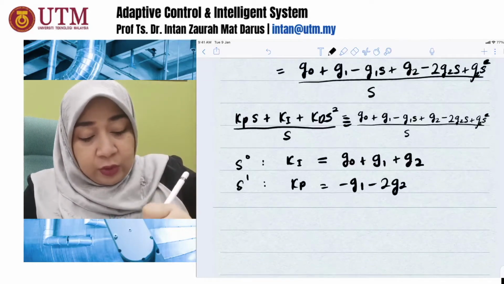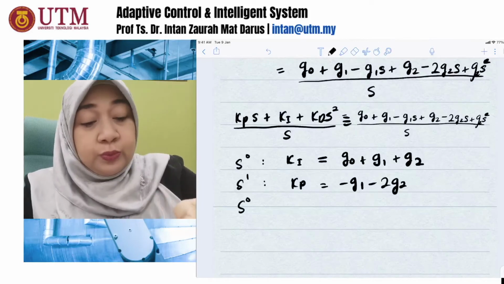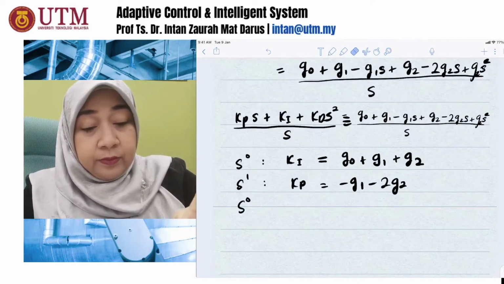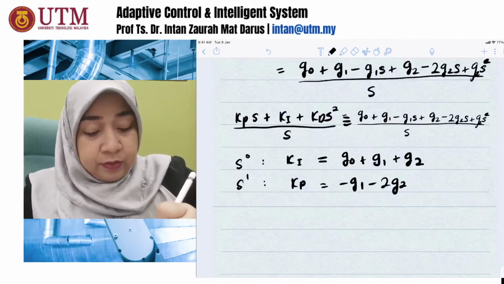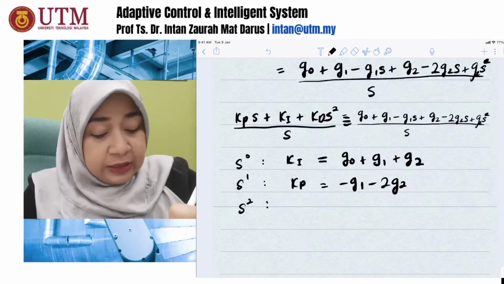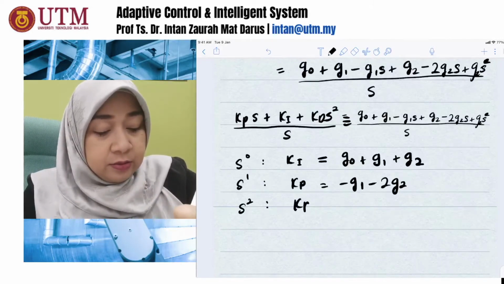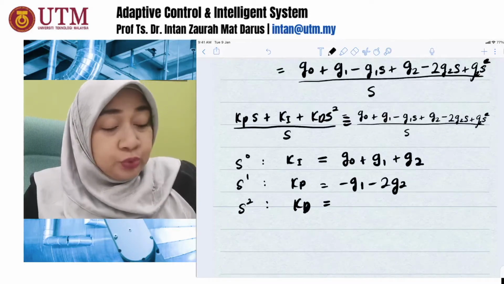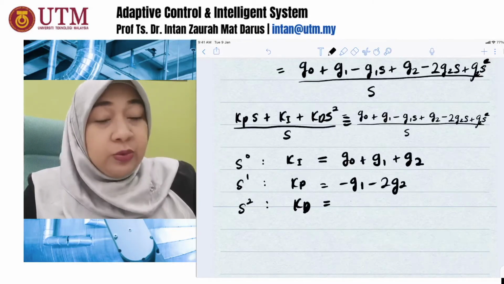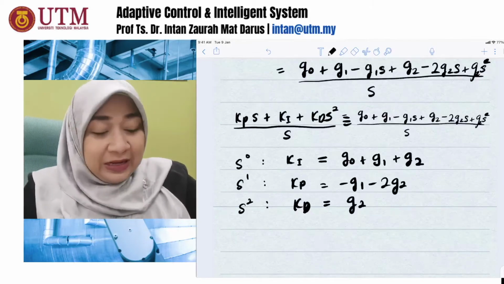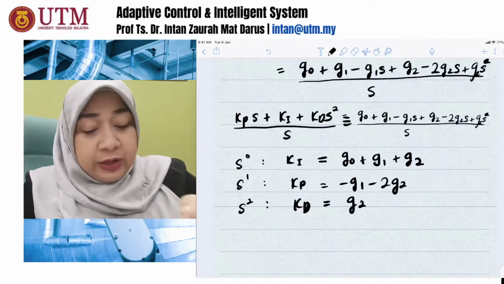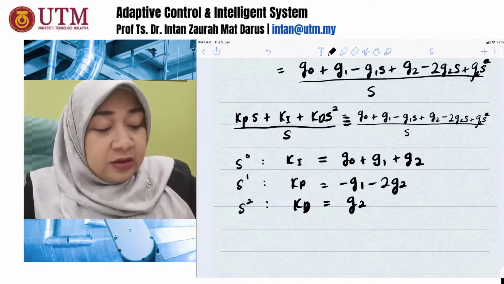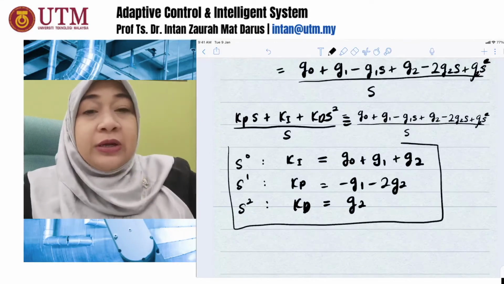And then if you look at the coefficient of S2, on one side you're going to have Kd. On the other side, you're going to have G2. All right, so this tallies with the one that we developed earlier. We know that Kd is already equal to G2. Okay, so this is another substitution, another way that we can do it.